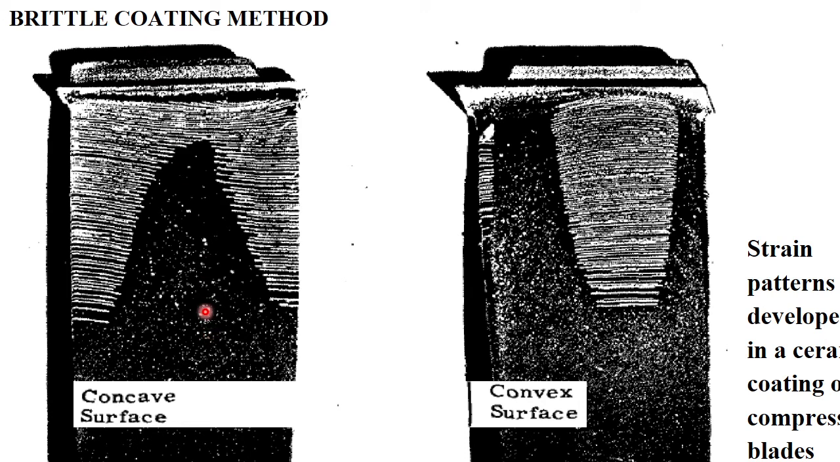The image shows the concave surface and the convex surface of a particular blade. That particular blade was painted with this brittle coating. After operation, this is what is observed. So, this gives some idea about the stress pattern to which this particular blade was subjected. This is not a quantitative measurement, but some sort of qualitative measurement we can do by this technique.